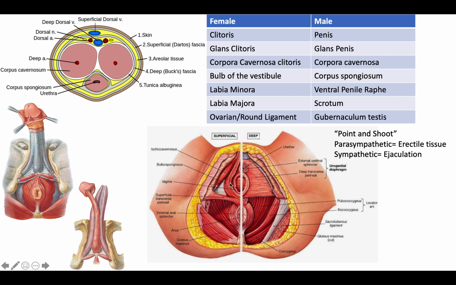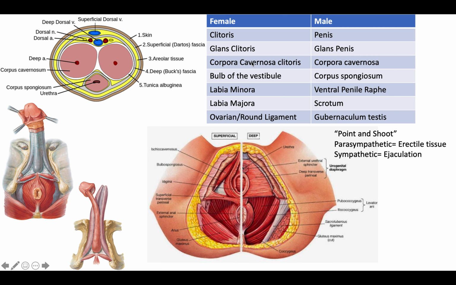Here you have your ischiocavernosus. Here you have your corpora cavernosa. Here you have your bulbospongiosus. And then here you have your bulbospongiosus, or your spongy urethra, or corpus spongiosum. Here you have your bulbospongiosus for the female.